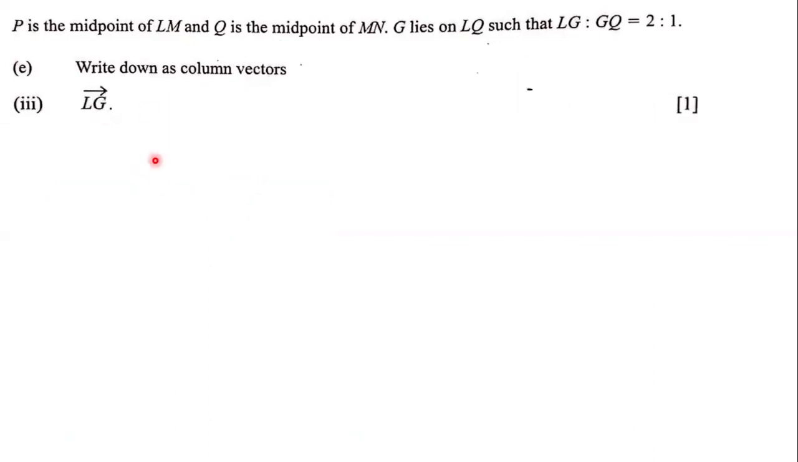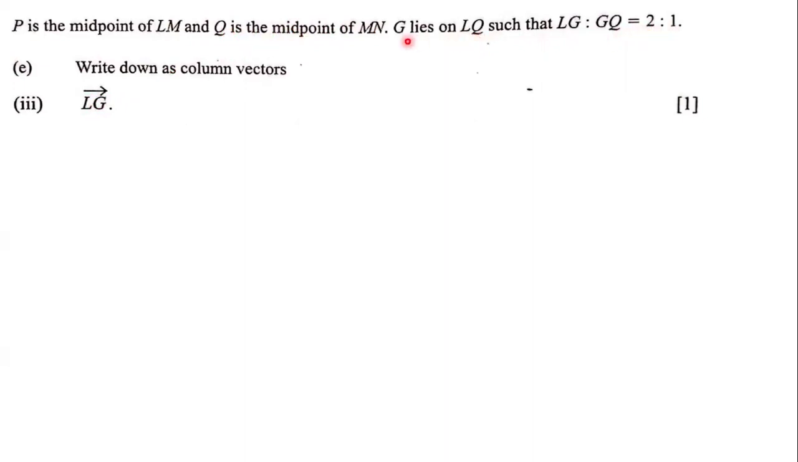Now it says write down as column vectors. We have to write down LG as a column vector. So it says that Q is the midpoint of MN. That's important. And find out what LG is. And it says G lies on LQ such that LG to GQ is 2 to 1.